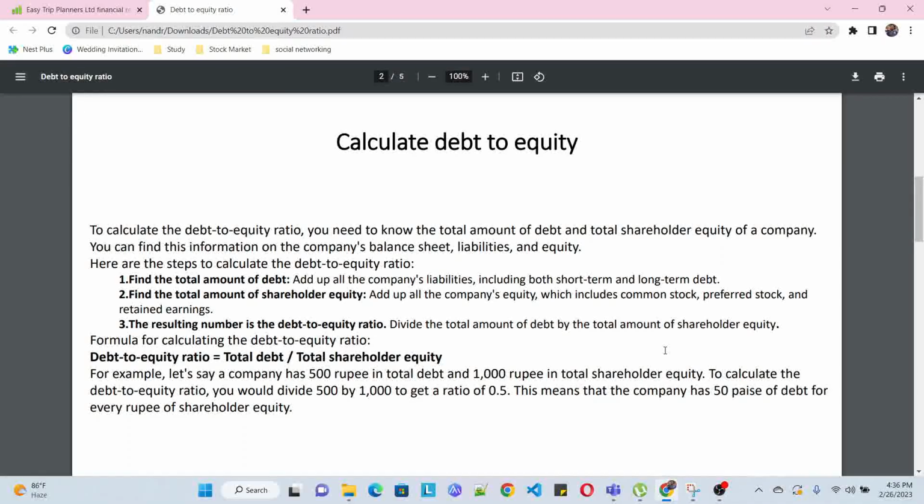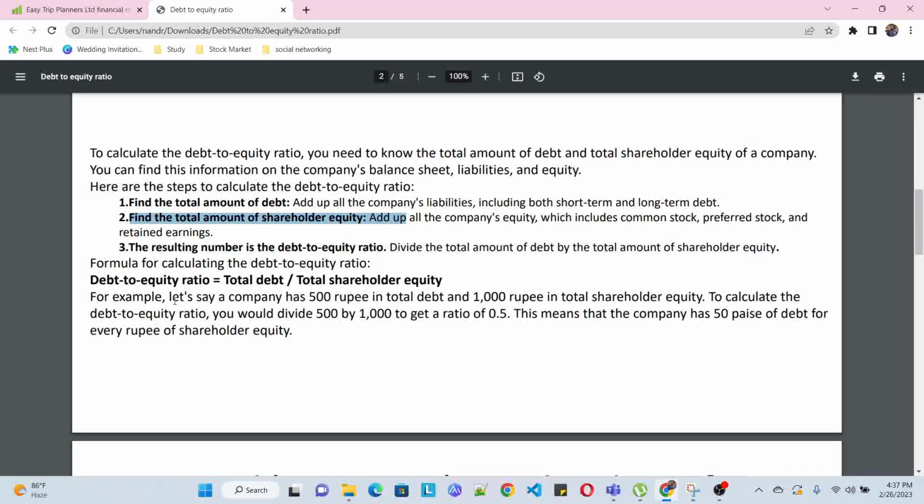First of all, you need to find the amount of debt. Add up all the company's liabilities, including both short-term and long-term debt. The second step is to find the total amount of shareholder equity. Add up all the company's equity, which includes common stock, preferred stock, and the retained earnings. The final step is to divide the total amount of debt by the total amount of shareholder equity. The resulting number will be the DE ratio.